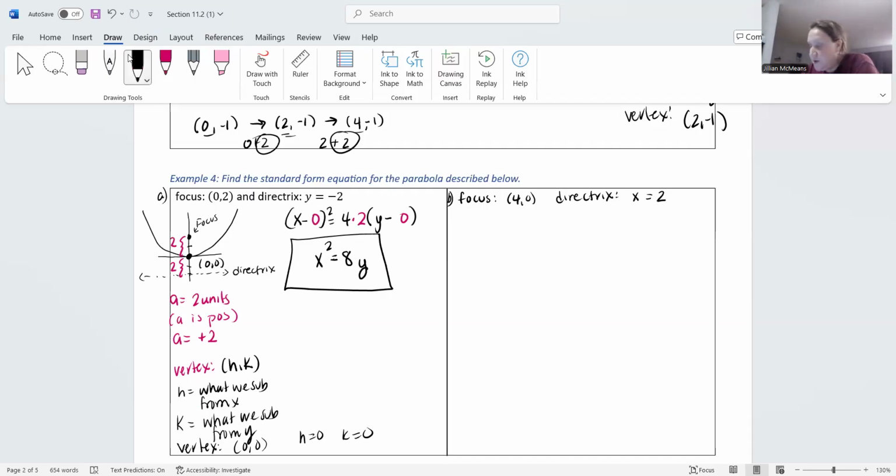For funsies, we're going to do the same thing. We're going to find the standard form of an equation for a parabola. This time we're going to have a focus at (4, 0), and our directrix is going to be x equals 2. So let's just do a quick sketch to get an idea of what's happening here.